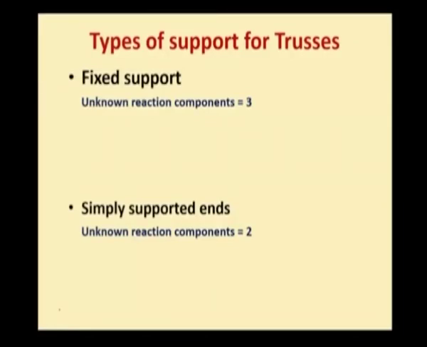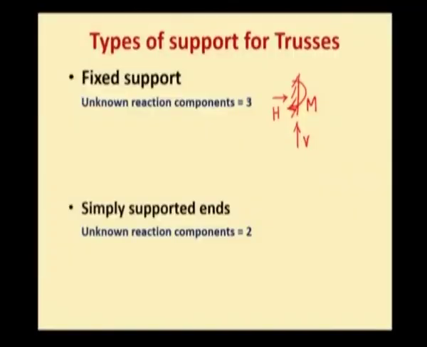The first support is fixed support. A fixed support will be represented like this. In case of fixed support, there will be totally 3 unknown reaction components. There will be a vertical unknown reaction component V, one horizontal unknown reaction component H, and also a moment induced. This moment is M. So, basically there are 3 unknown reaction components in case of a fixed support.